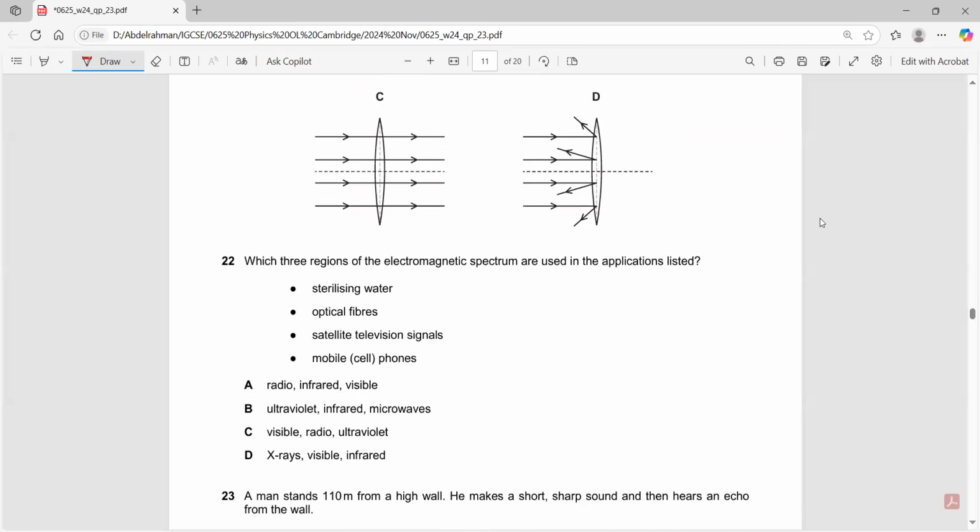Which three regions of the electromagnetic spectrum are used in the applications listed? So we need sterilizing water. How can I sterilize the water? Using ultraviolet. Optical fibers using infrared or visible light. Satellite television signals using microwaves. Mobile cell phones also using the microwaves. So the only correct answer would be B.